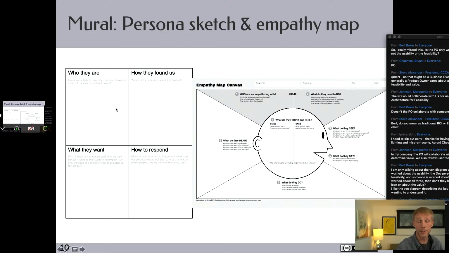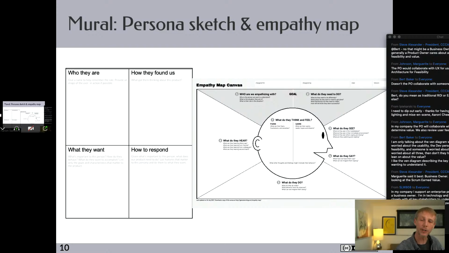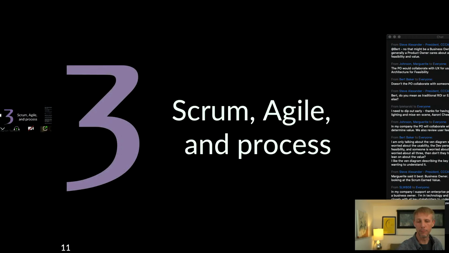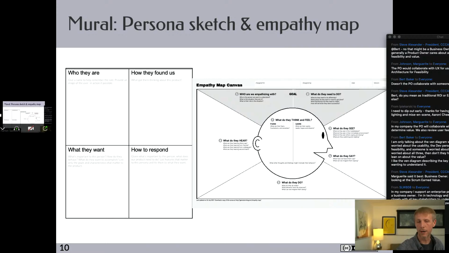With the persona sketch, it's pretty simple. A name, maybe a picture of the person in action, and then how they found us, what has them thinking about our product. And then, now that they are inside that mind space, what do they need? What problem are they trying to solve? And how do we respond?